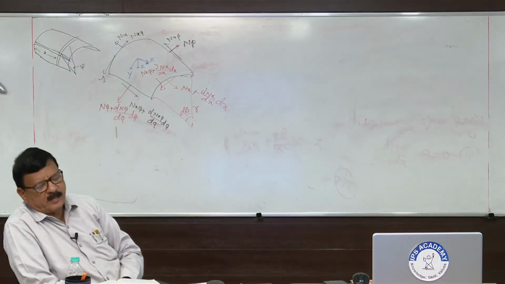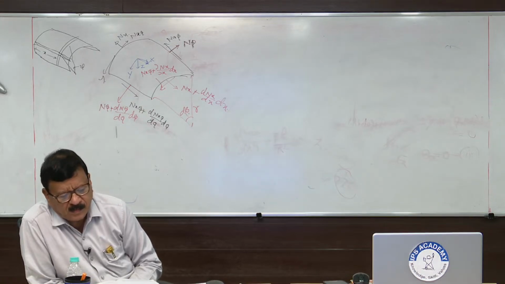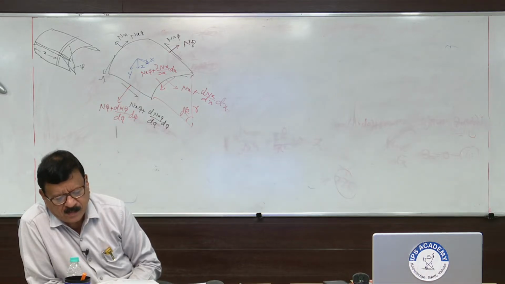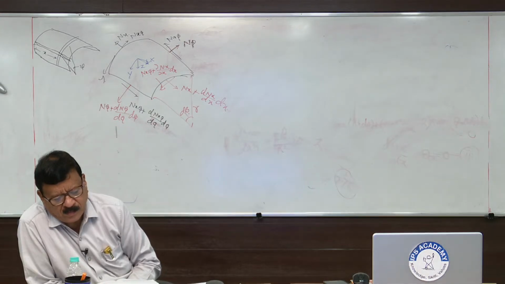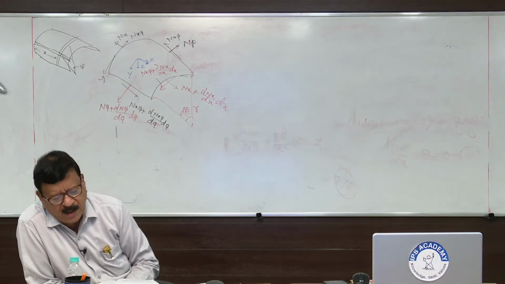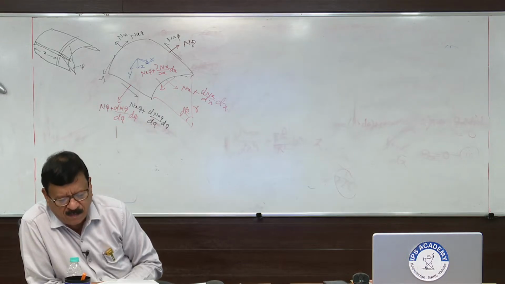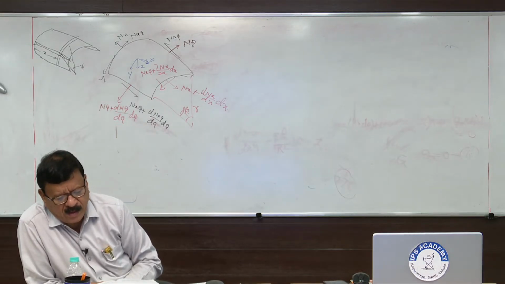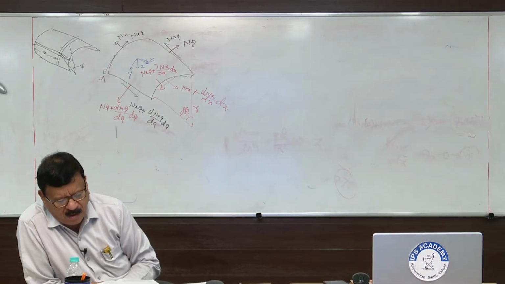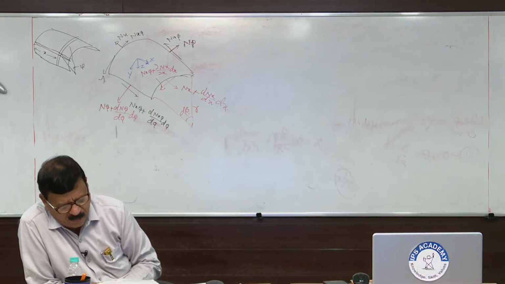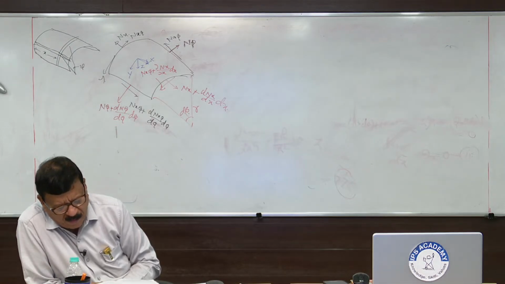Generator of shell is horizontal, parallel to x axis. An element is cut from the shell by two adjacent generators, and two cross sections perpendicular to the x axis, and its position is defined by coordinate x and angle phi. The forces acting on the sides of the elements are shown in the figure. In addition, a load will be distributed.